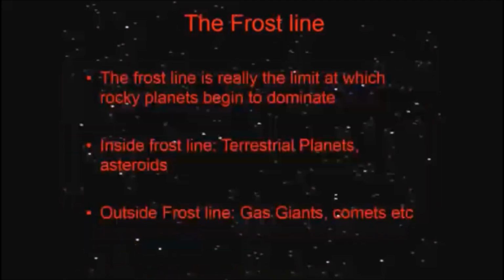So the frost line is really the point at which you're switching from rocky planets to gas giant planets. Inside the frost line, rocky planets dominate the solar system. Outside the frost line, your gaseous or icy bodies will dominate the solar system. And go far enough out, and you'll just have ice, such as comets in places like the Kuiper Belt or the Oort cloud. So outside the frost line, gas giants and comets.